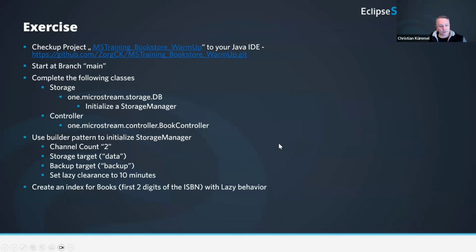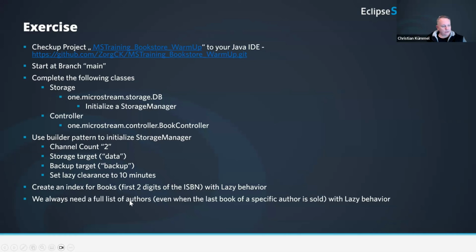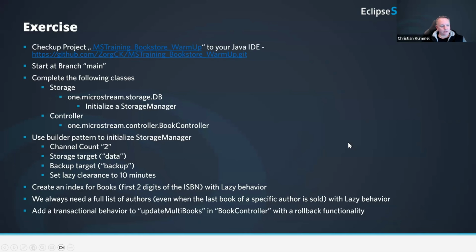And now it becomes difficult. We have to create an index for books, the first 2 digits of the ISBN. That means we need to implement this the lazy way. And we talked about those index solutions, and that means we need somewhere a hash map to create an index like this. Another add-on is we always need a full list of authors, even when the last book of a specific author is sold. We also talked about this in the last training, and that's okay.